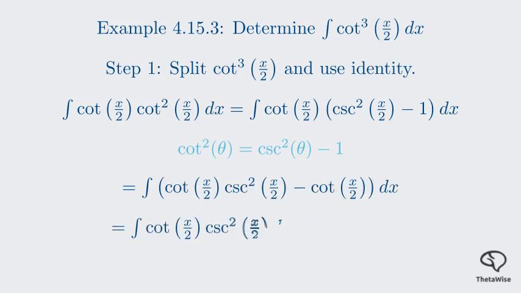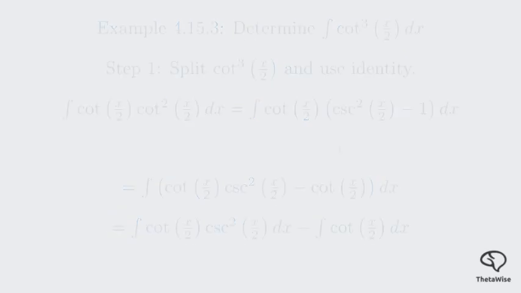Distributing the cotangent, we get two integrals. The first is perfect for a u substitution, and the second is a standard integral. Let's work on the first integral.